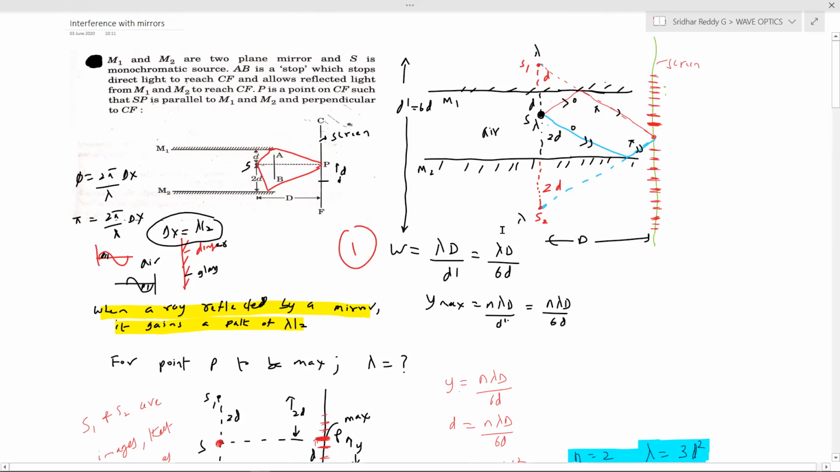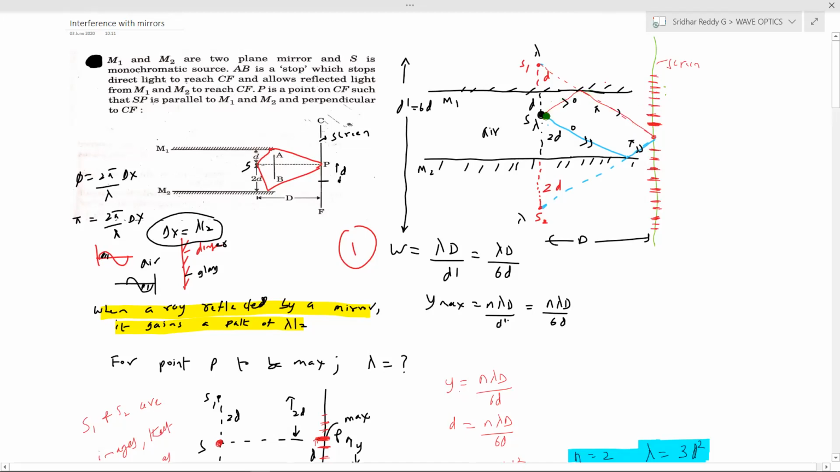Okay, let's get into the condition. So he has given the distance as D. Now, when a ray of light is reflected by a denser medium, it will undergo a phase change of pi radian. Due to phase change of pi radian, it will gain an additional path of how much? Lambda by 2. Agree with this? When a ray is reflected by a mirror, it gains a path of lambda by 2. For point P to be maxima, what is the condition? The ray emitted by the source will be incident on the mirror. It will have a zero phase. After reflection, it will acquire a phase of pi radian.